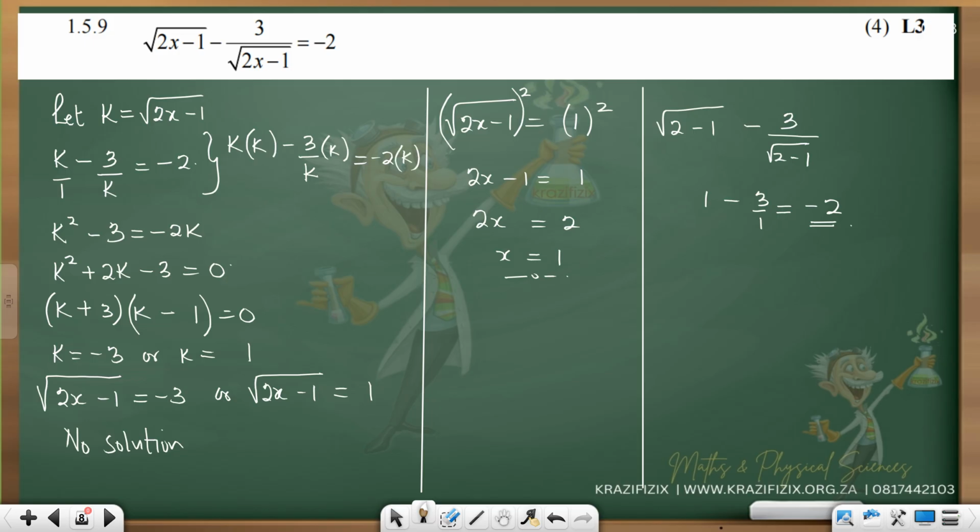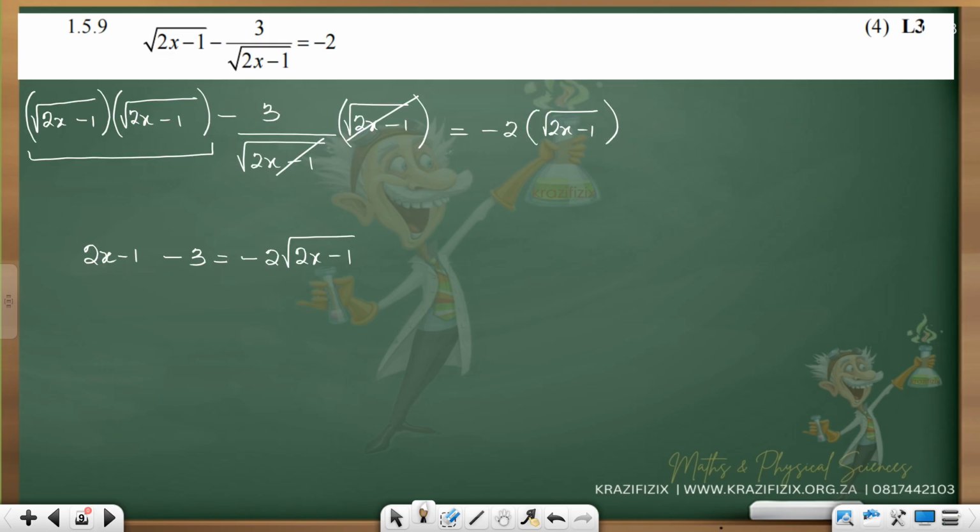So that we have K squared minus 3. Okay. All right. Let's quickly solve this. What do we have? 2x minus 4 equals negative 2. I can instantly square both sides. What would that give me? 4x squared minus 16x plus 16.